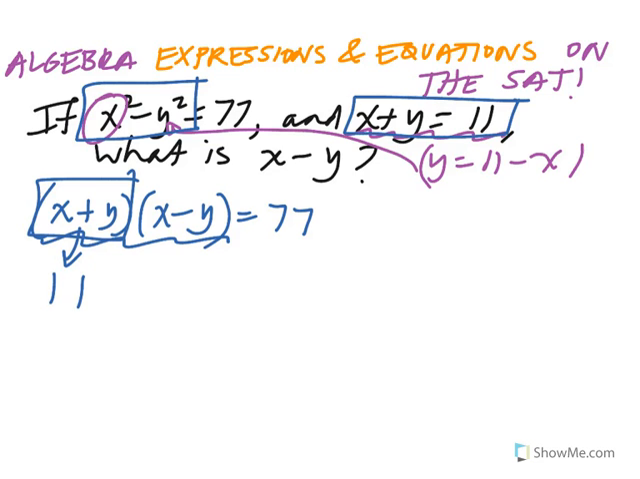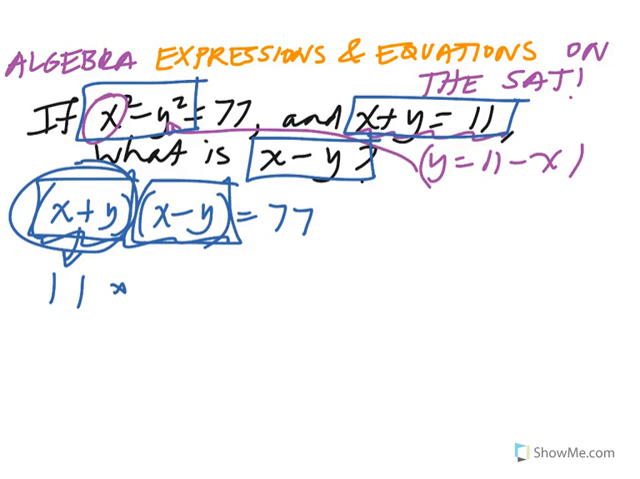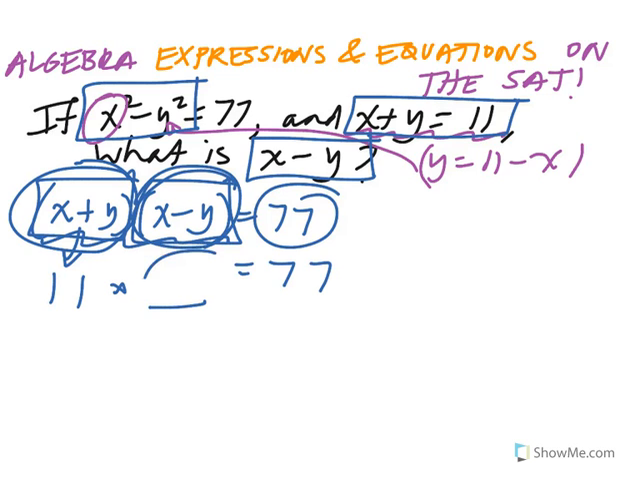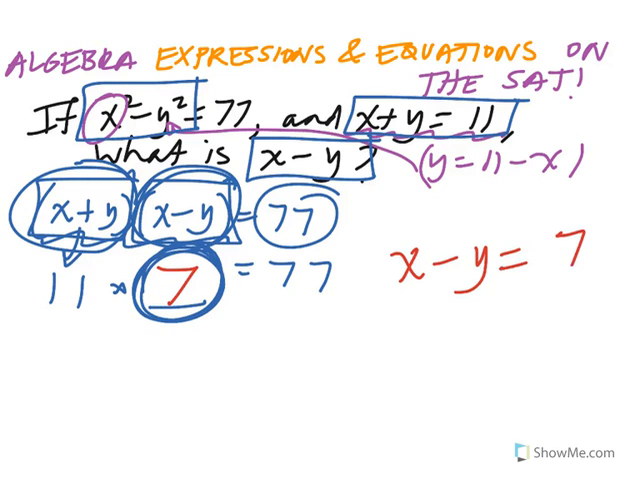And what are we trying to find out? What is x minus y? Well, hey, that's just this right here. So, some quantity, 11, times something else, which we don't know, is equal to 77. So what does that unknown quantity of x minus y have to be? Well, clearly, 11 times 7 is 77. So that's the value of x minus y.